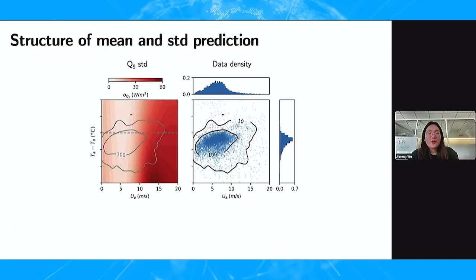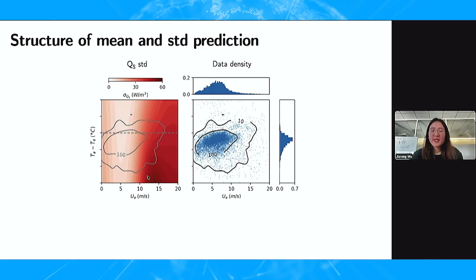So that is for the mean. For the standard deviation prediction, so for the uncertainty prediction, we don't really have a truth to compare to. But we can take a look at the structure that the neural network predicts. So here, we're basically taking a 2D slice across the input space. It's visualized with varying wind speed and varying temperature difference. And the color shows the predicted standard deviation by the neural net.